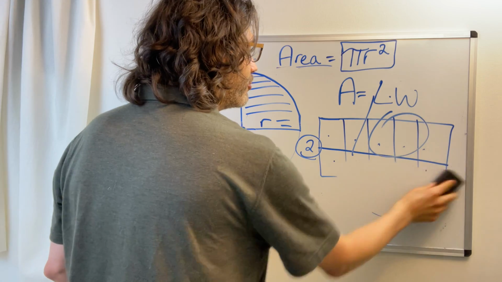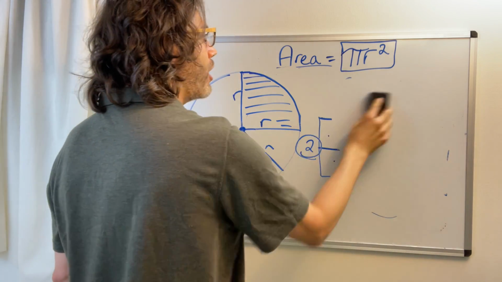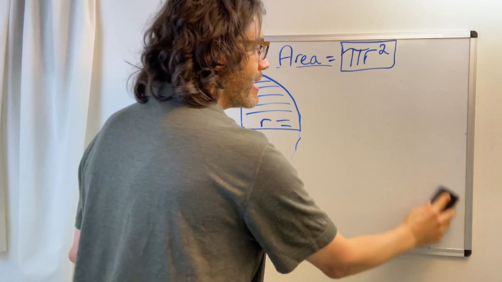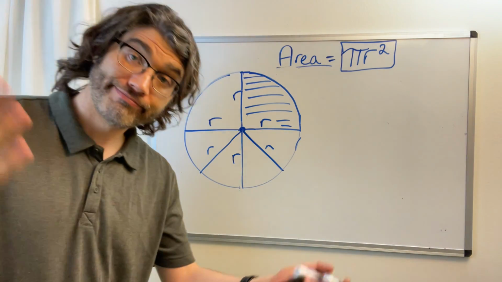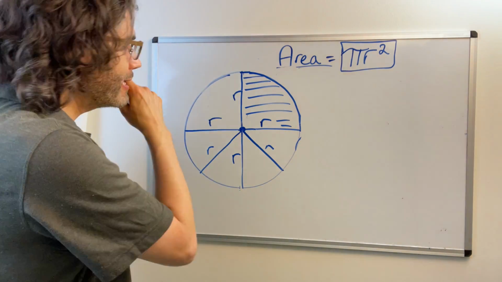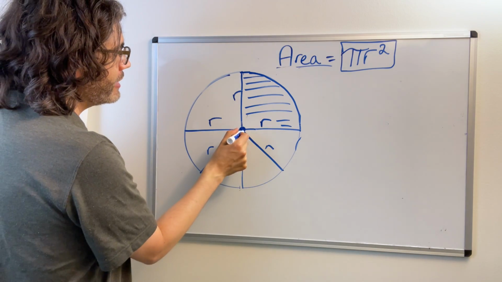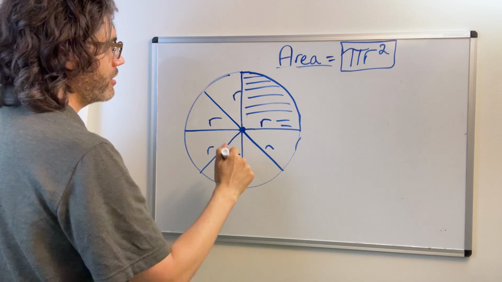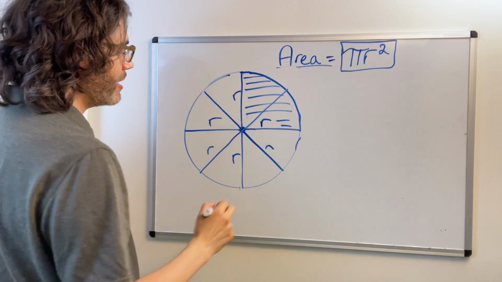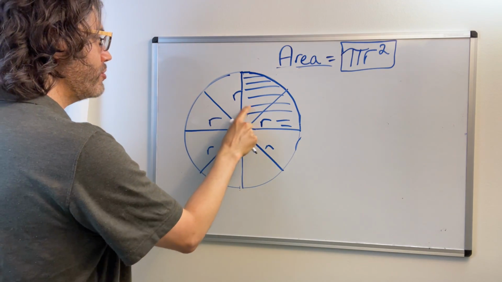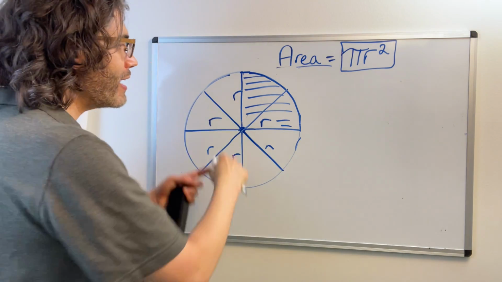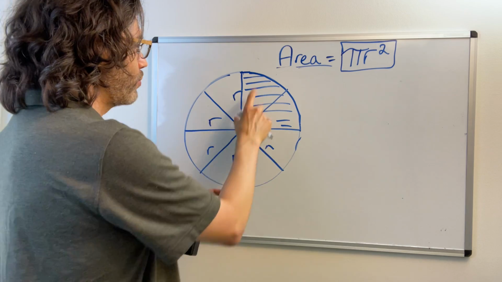What we are going to do is we are going to unravel this circle and we are going to make it into a rectangle. So let's look at this. Let me complete this so it goes over here. So these are like cutting right across. Okay, so we've got 1, 2, 3, 4, 5, 6, 7, 8. So we've got 8 slices. Okay, so what happens if I take just one of these slices?